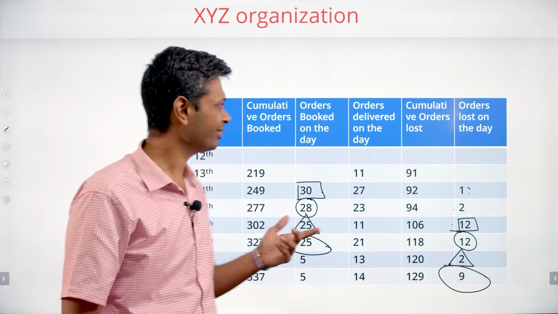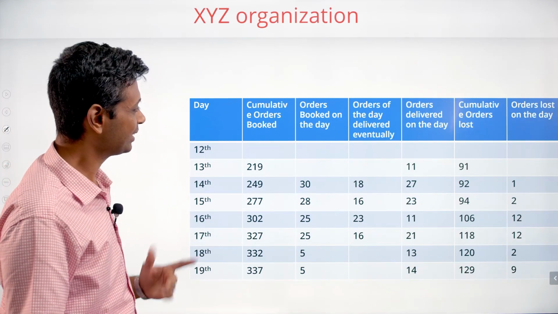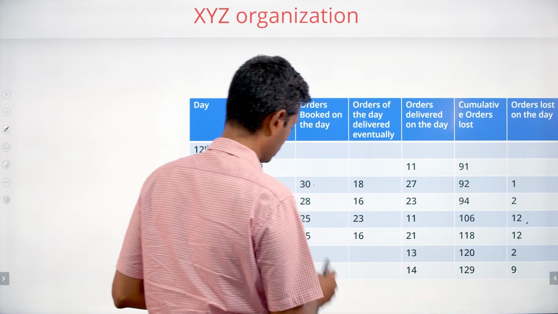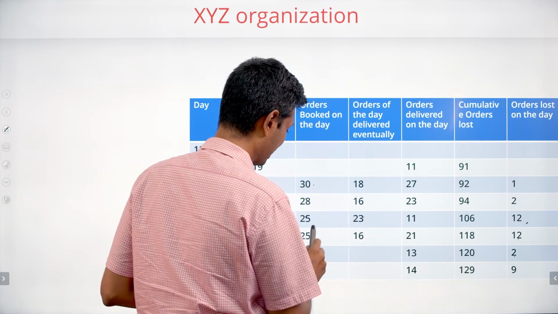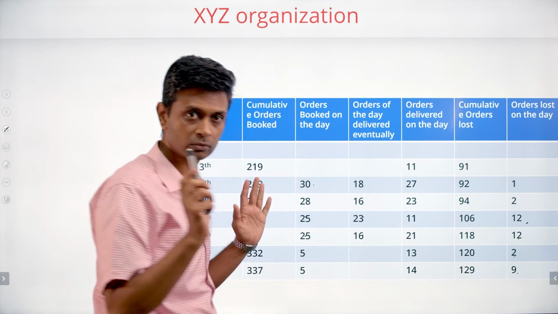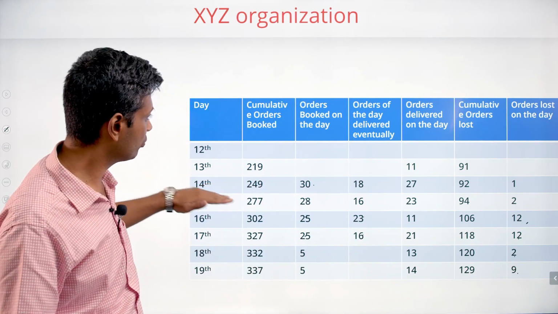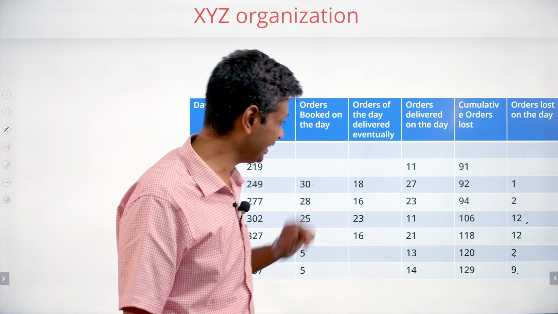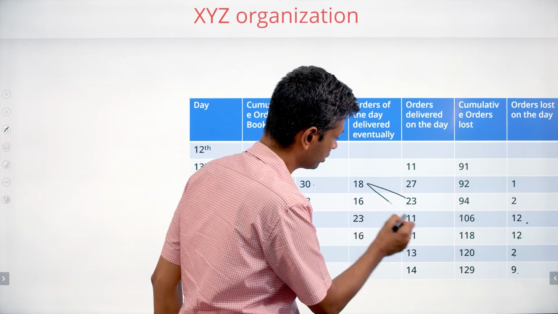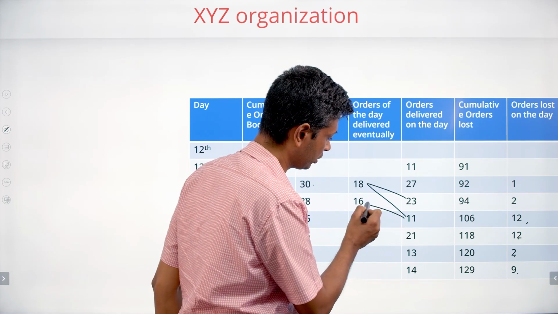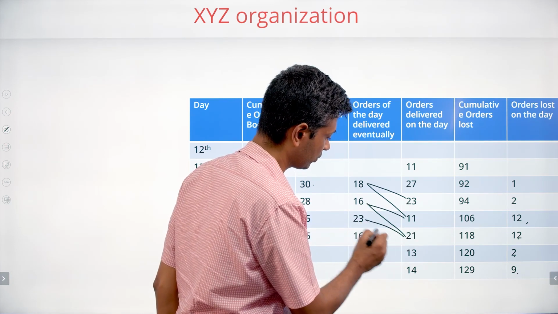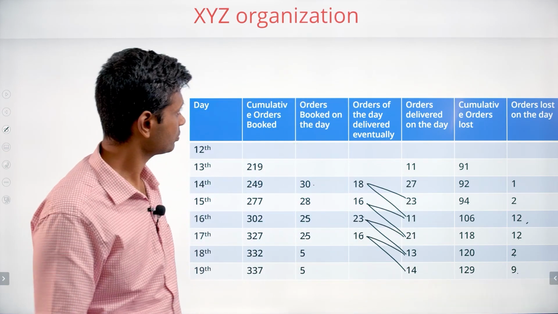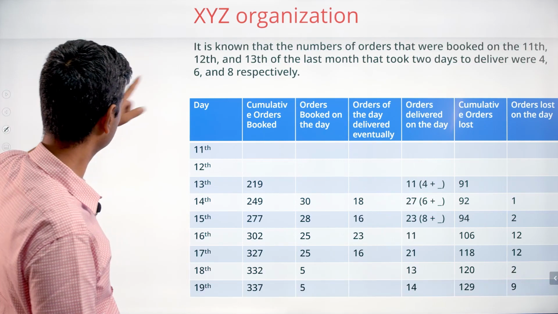That we can track. Let's track that. Why should we not keep an eye on that? That is quite simple. 30 minus 12. 28 minus 12. 25 minus 2. 23. 25 minus 9. 16. And so orders for 14th were 30, of which 18 were delivered, 12 were lost. These 18 were delivered on this date, this date. These 16 delivered here and here. These 23 here and here. These 16 here and here. That much we know. Now let's come to that final nugget, this one.